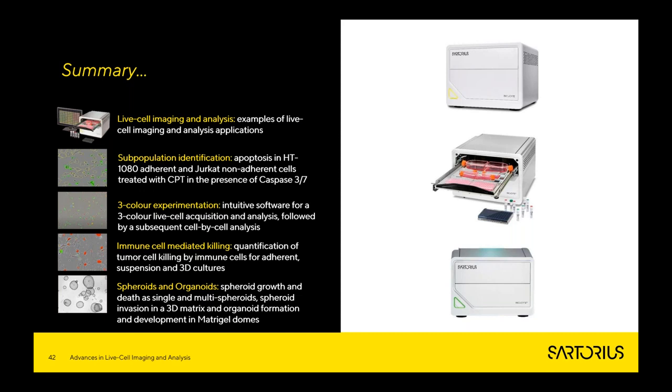We went through a few examples of live cell imaging and analysis with the IncuSight system. We had a look at the subpopulation identification with both adherent and non-adherent cells using our Cas-based reagents. We explored how the IncuSight can acquire 3-color images, and then we can further analyze them using the software. We reviewed immune cell mediated killing and had a more in-depth look at the spheroid and organoid formation and development methods.